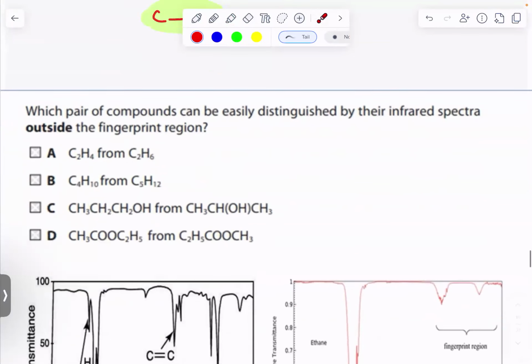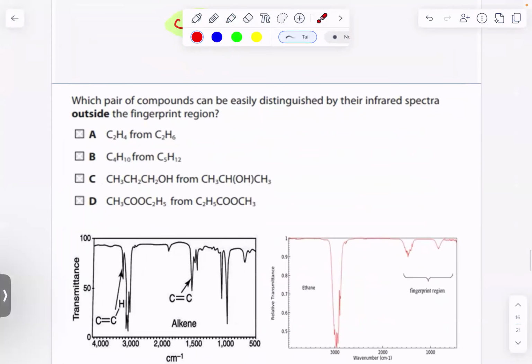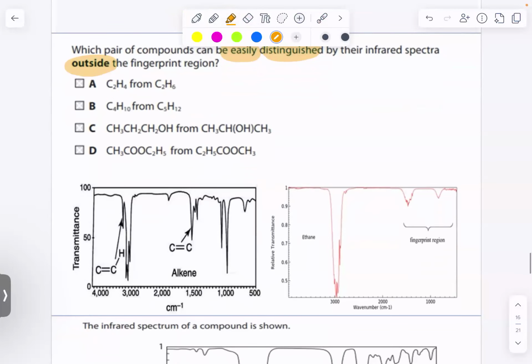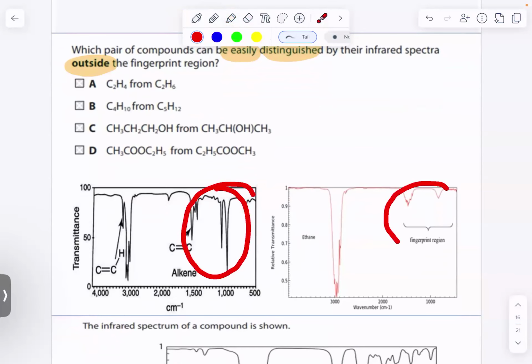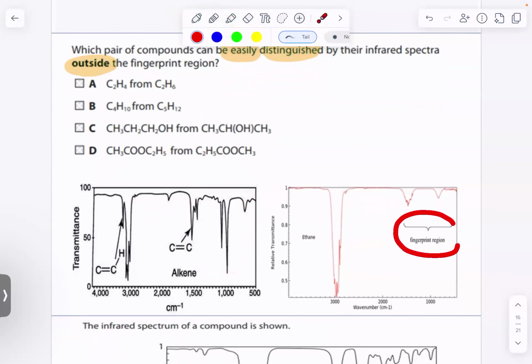All right, now this question: which pair of compounds can be easily distinguished by their infrared spectra? I'm going to highlight this: can be easily distinguished by their infrared spectra outside the fingerprinting region. That means you are not going to consider the fingerprinting region. Distinguished means that they can be compared. I don't understand what they mean by outside the fingerprint region, because I thought the whole graph was that. Actually, this is the fingerprinting region, right? Just the right-hand side.